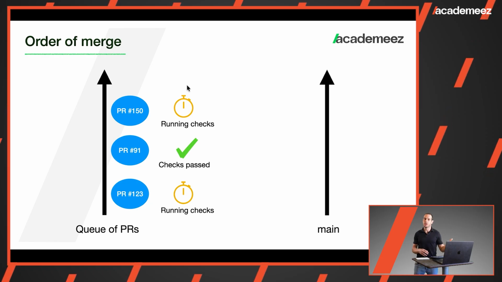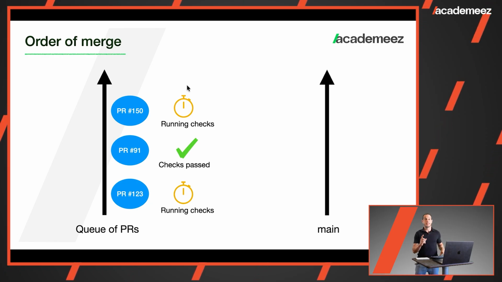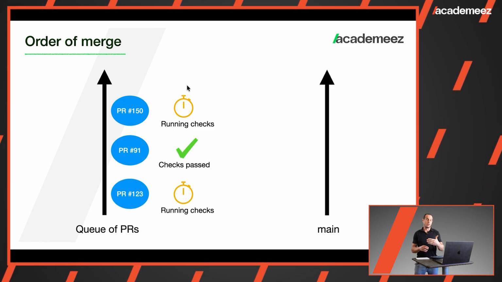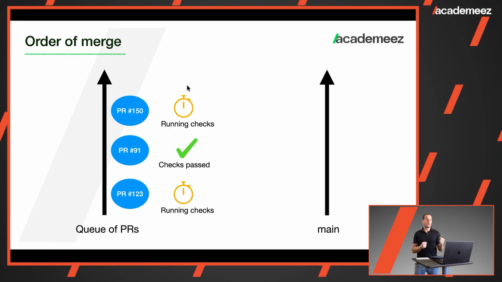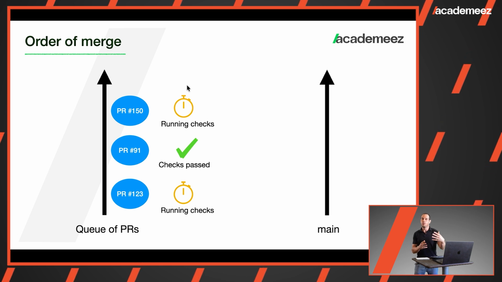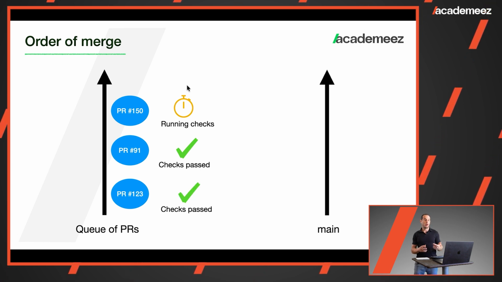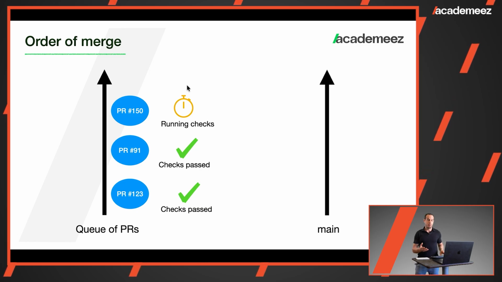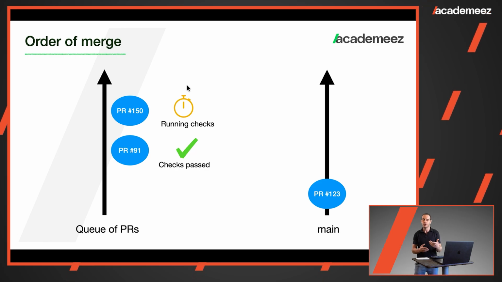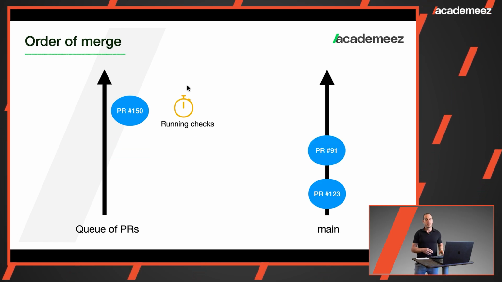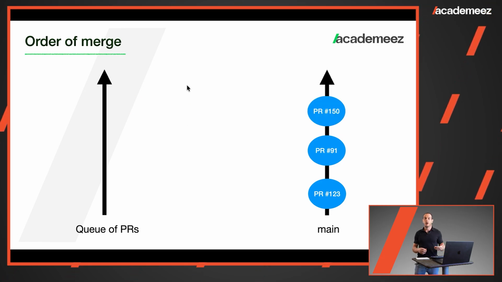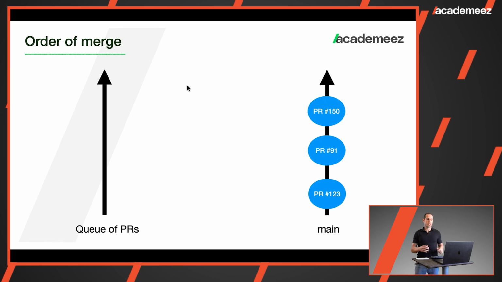Notice that 91 passed its checks. So 91 is ready to be merged, but it's not merged yet, because the order of the merge is based on the order in which the PRs entered the queue. So it needs to hold 91 and wait for PR 123 to pass, because the order of merge is maintained by the order of entrance to the queue. Now PR 123 passed, and now they can be merged. First, PR 123 is merged. This is the order that is maintained. It's the first one in the queue, so it should be the first one merged. Then PR 91 is merged. Notice that PR 150 is still running the checks. Its checks passed, and now PR 150 is merged as well to the main branch.